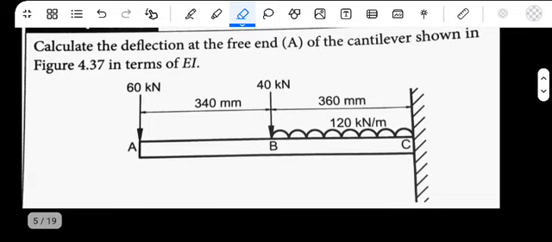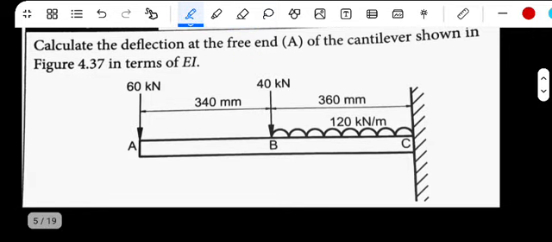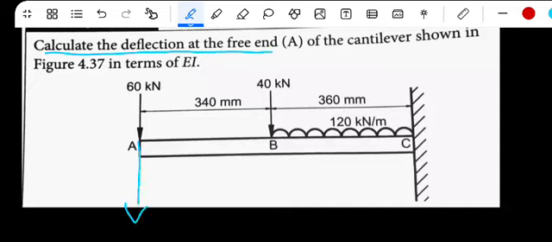It says there, calculate the deflection at the free end. Obviously here, we will know that will be the total deflection there at the free end. So at A, at the end of the cantilever shown in figure 4.37, in terms of EI. All right, we've been given our figure there. This is what we have.